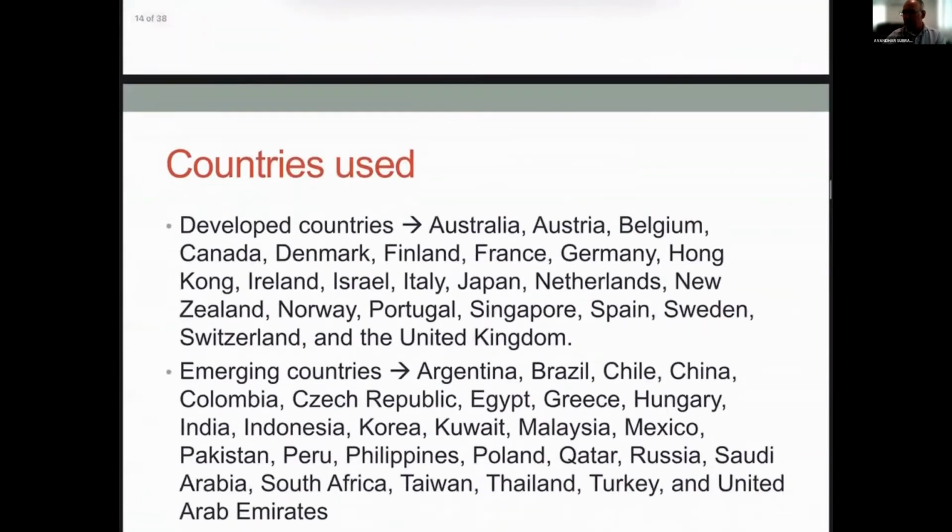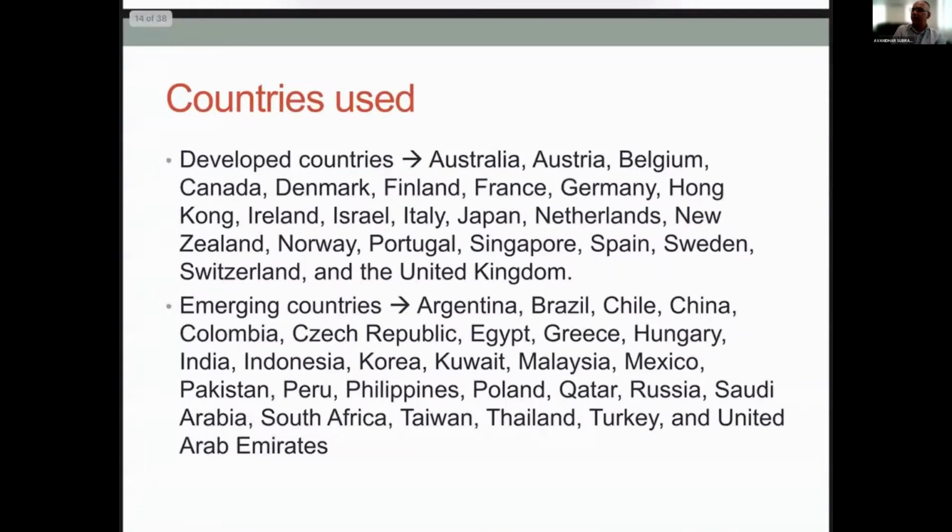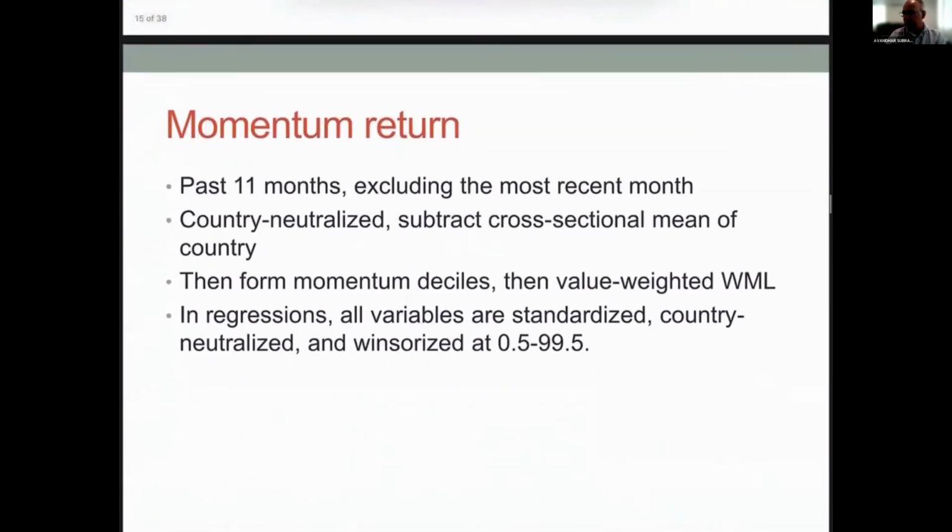And really quickly, these are the developed countries and the emerging countries that are going to be used in this study. They're also listed in the paper itself.